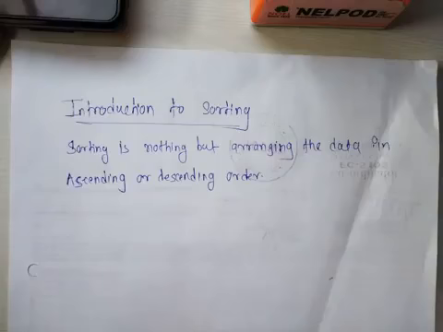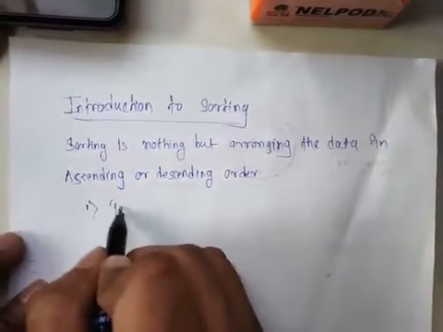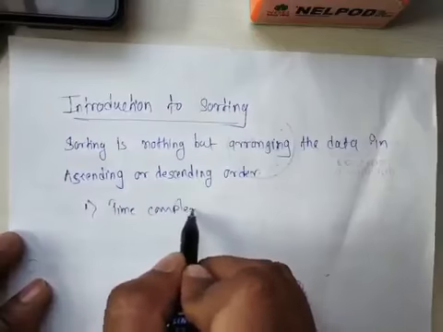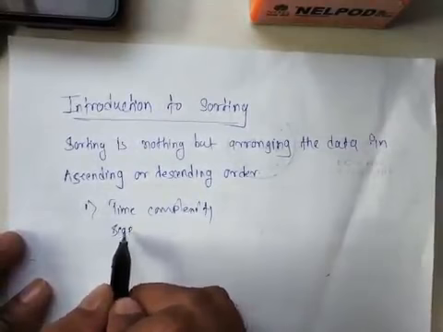Basically, the two main criteria to judge which algorithm is better than the other are, first, time complexity and second, space complexity.